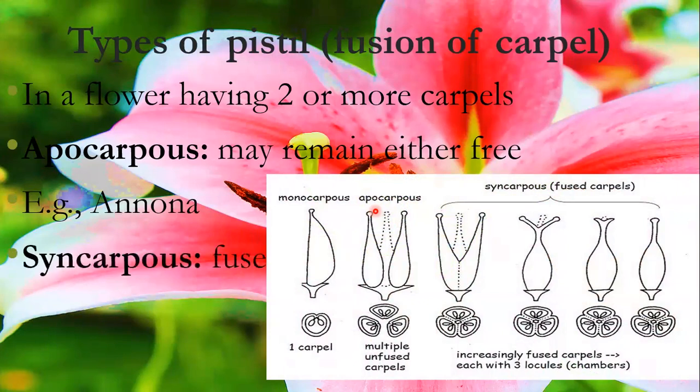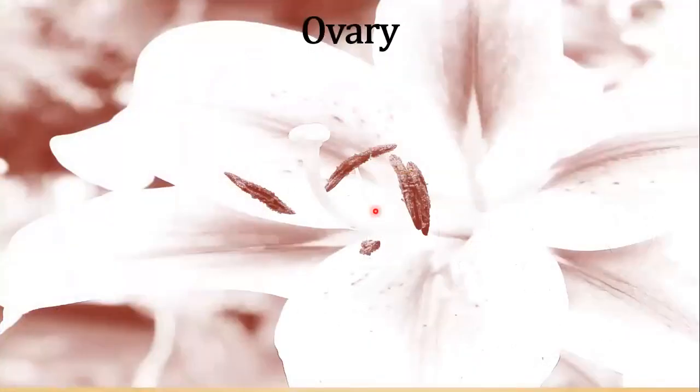And the syncarpous examples are those where the carpels are fused with each other. Examples are citrus, hibiscus, tomato, brinjal. They are examples for syncarpous ovary. These are the types of pistils based on the fusion of carpels.